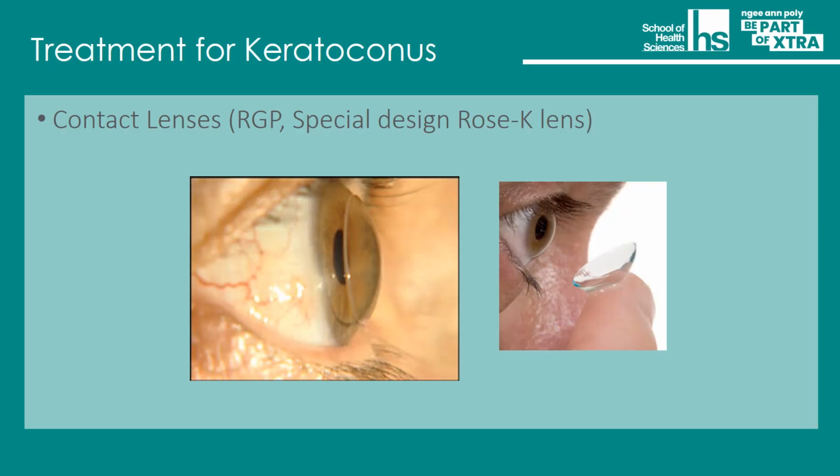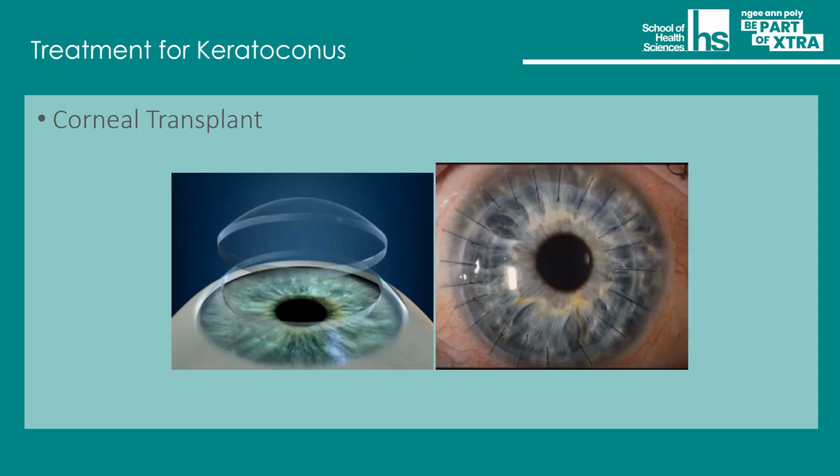Ever wonder how do we treat keratoconus? One very useful way of treating keratoconus is through the use of contact lenses. Rigid gas permeable, also known as hard lenses, or specially designed rose-K lenses are useful for mild keratoconic patients. However, if the keratoconus is more severe, then corneal transplant or replacing the entire cornea might be required.